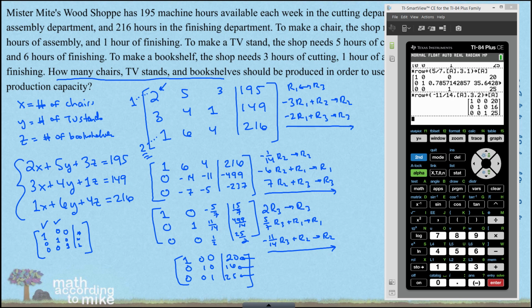Excellent. So use the power of the calculator to do your elementary row operations. So much better. Again, it'll make your life a lot easier in Chapter 7.